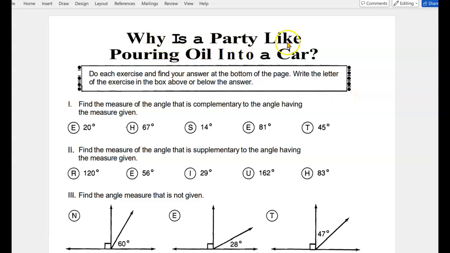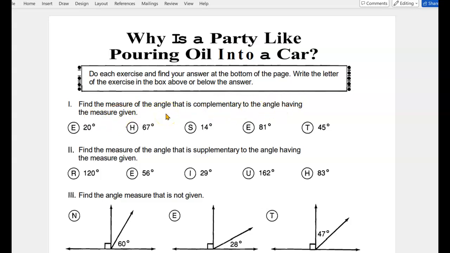Why is a party like pouring oil into a car? Do each exercise and find your answer at the bottom of the page. Write the letter of the exercise in the box above or below the answer. Find the measure of the angle that is complementary to the angle having the measure given.